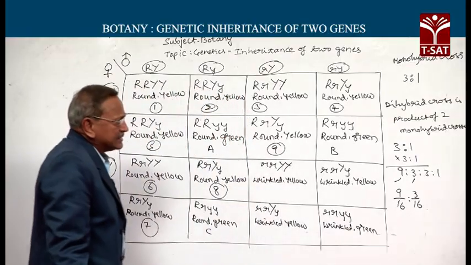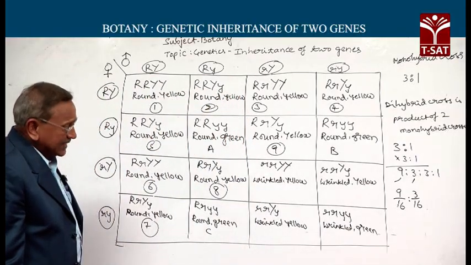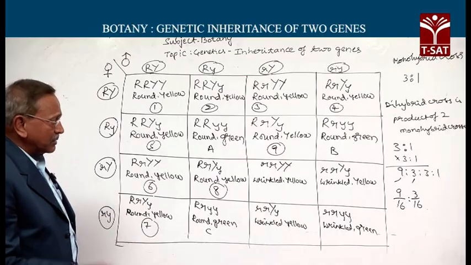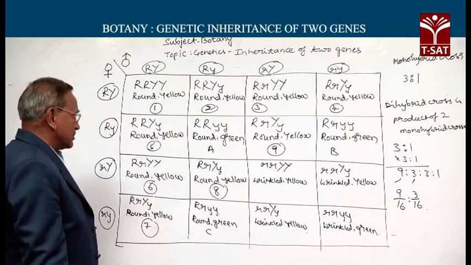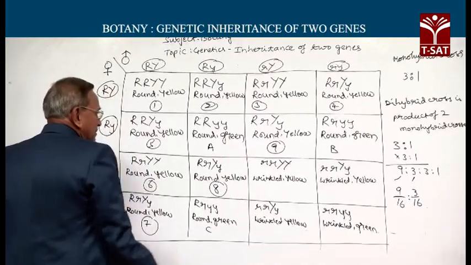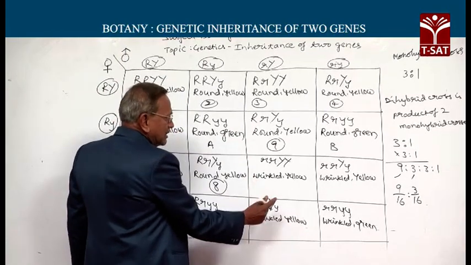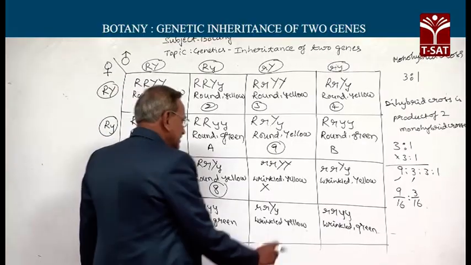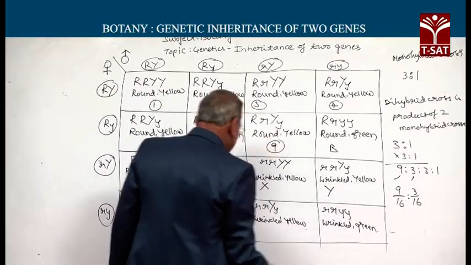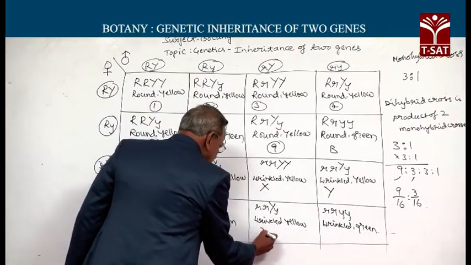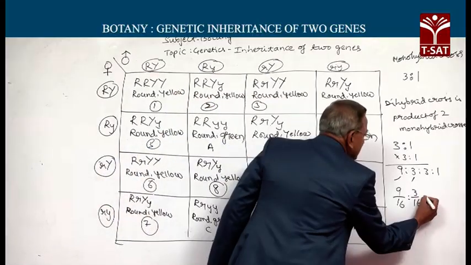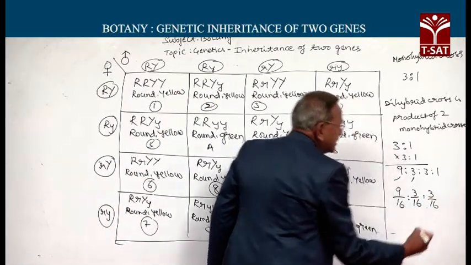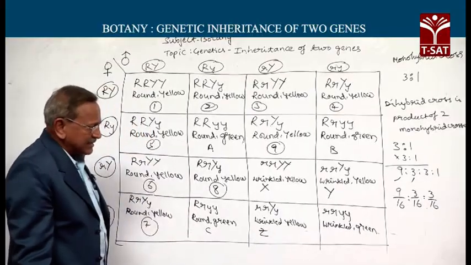Now let us consider which type of progeny is 3 ratios out of 16 ratios. Here we have wrinkled and yellow. Let me write it as X. Wrinkled and yellow X, wrinkled and yellow Y, wrinkled and yellow Z. So this is 3 ratios out of 16.